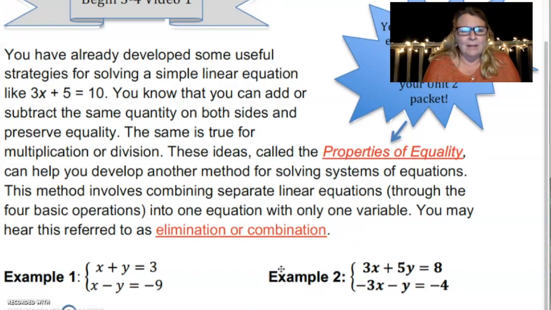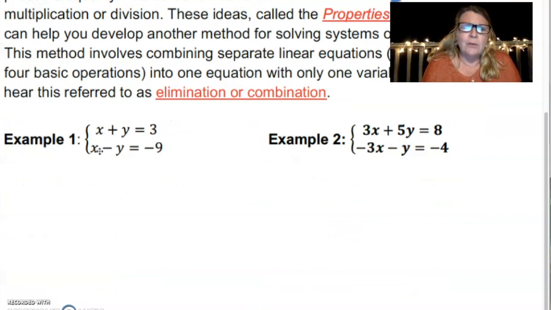I often call it the elimination method, but what we're doing is combining. So let's look at our example right here. We'll start with the first one. We have two equations. They're lined up. The x's are lined up, the y's are lined up, and the constants are lined up along with the equal signs there.